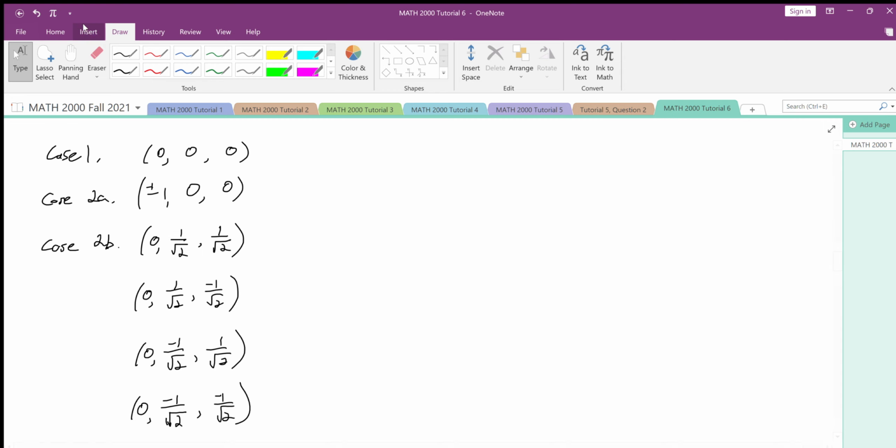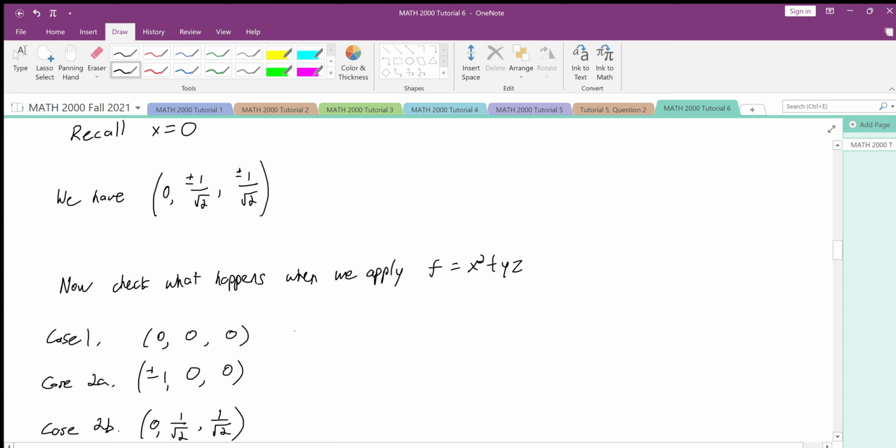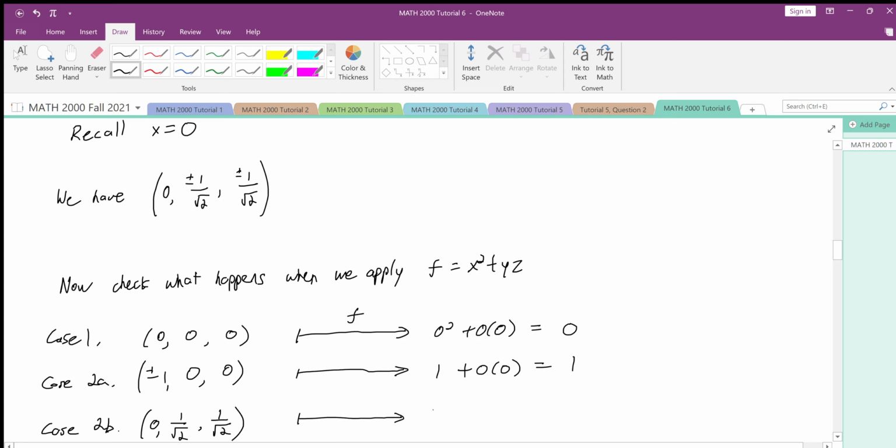So case 1, we only have 0, 0, 0. So let's apply f. We apply f to this, that's 0 squared plus 0 times 0, which is just 0. Then we apply f to this, so that's 1 squared, or plus minus 1, but you square it, which is just 1, plus 0 times 0, which is 1. And then this, 0 squared plus 1 over root 2 times 1 over root 2. That's half.